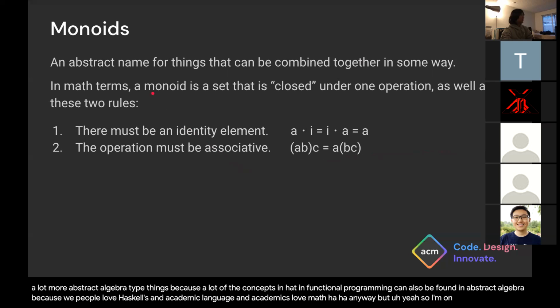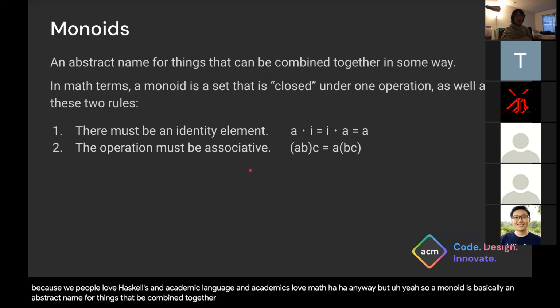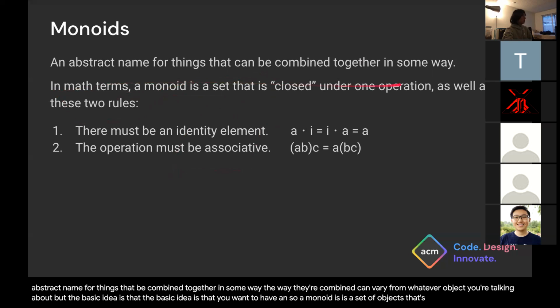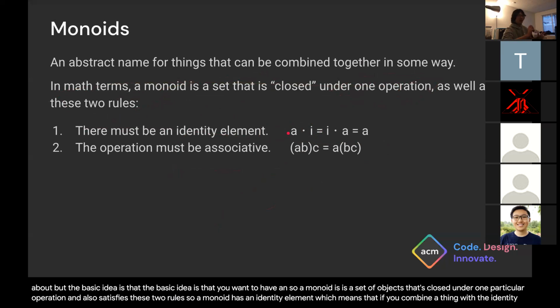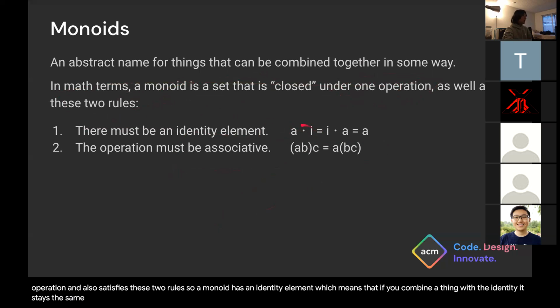So a monoid is basically an abstract name for things that can be combined together in some way. The way they're combined can vary depending on the objects you're talking about, but the basic idea is that a monoid is a set of objects that's closed under one particular operation and also satisfies these two rules. So a monoid has an identity element, which means that if you combine a thing with the identity, it stays the same. And it doesn't matter what order you do it. And the operation must also be associative.